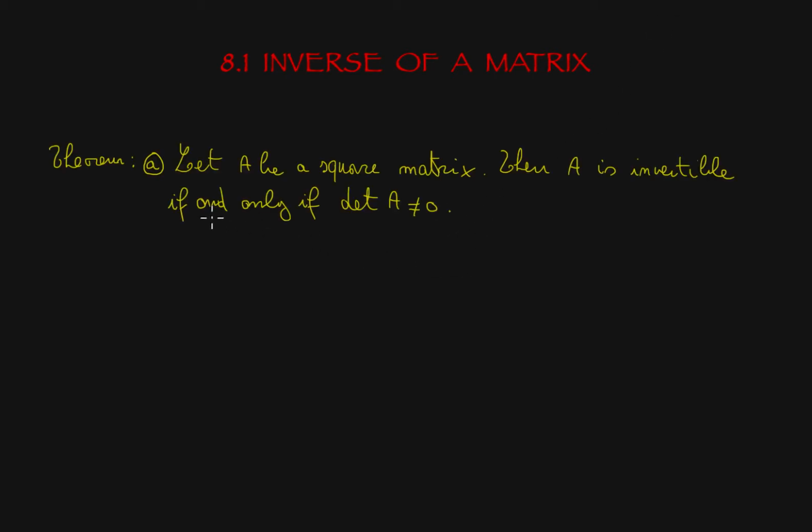First, establishing whether the matrix is invertible or not, and then if it is invertible, finding the inverse of the matrix. Theorem, part A: let A be a square matrix, then A is invertible if and only if the determinant of A is different from 0.